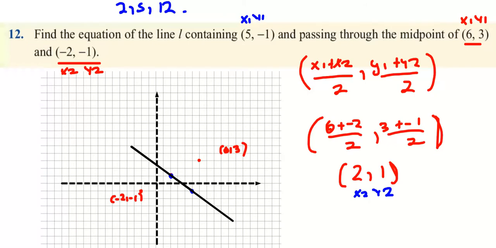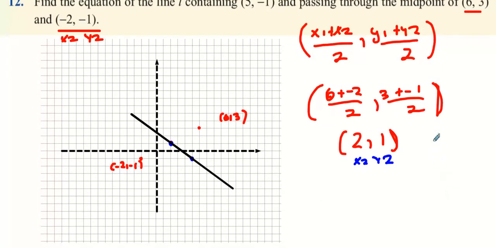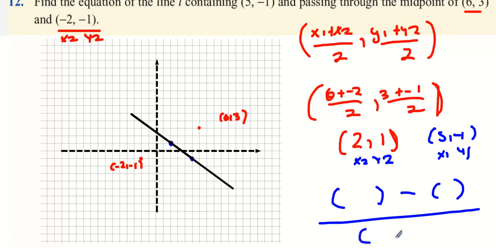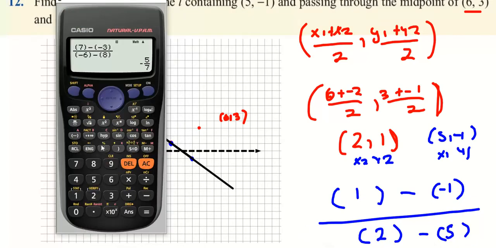The first thing we're going to do is find the slope. So it's 5, minus 1 as x1, y1. We do the slope formula again, where we take them away from each other. The slope formula is y2 minus y1 over x2 minus x1. Pop this into the calculator.